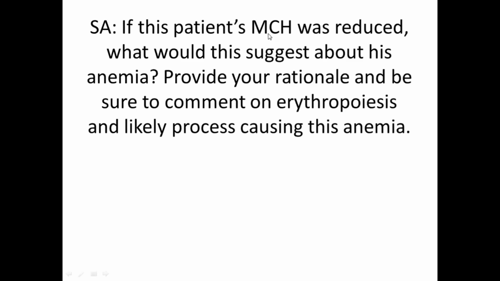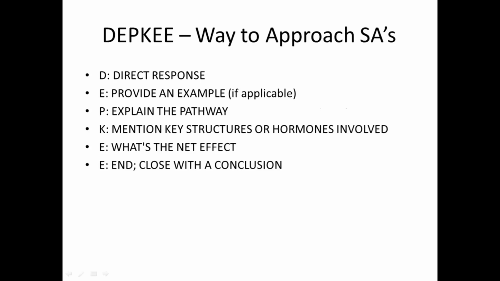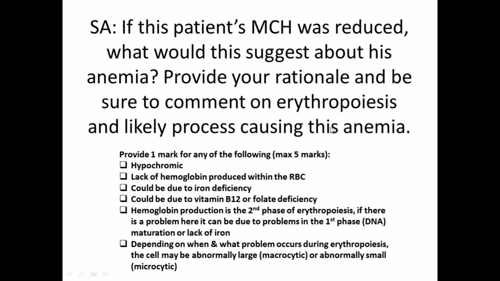Microcytic, right, we said, was reduced, so this is hypochromic. So hypochromic means hemoglobin, so that's the structure we'll talk about. Maybe you can talk about iron. What's the net effect, and then relate it back, find a way to close. So this is basically the marking rubric that you would see if you choose to go and review your exam, which, by the way, highly recommended.